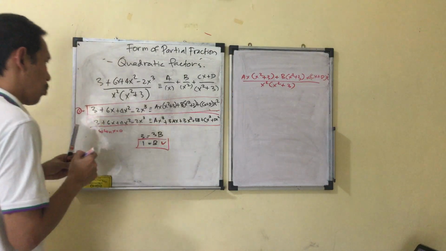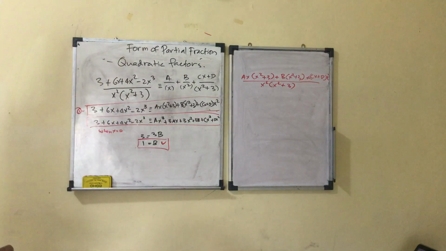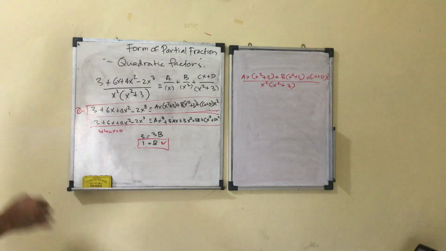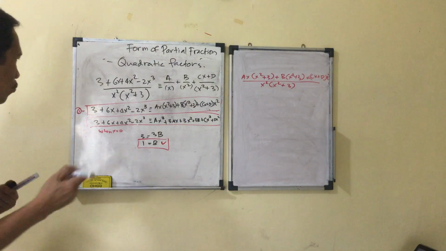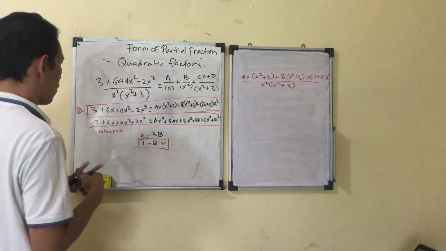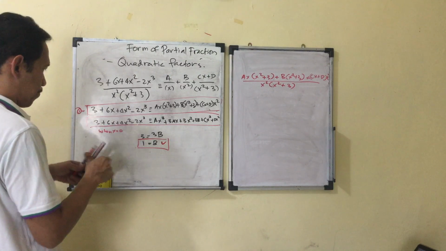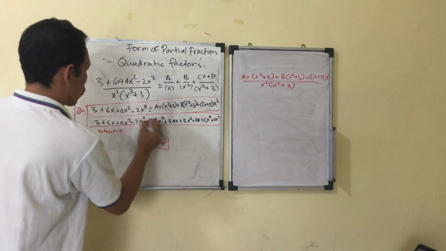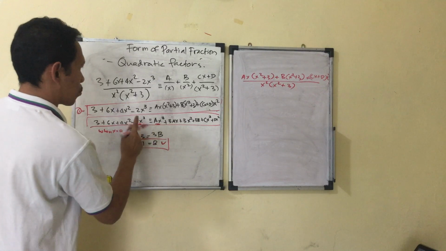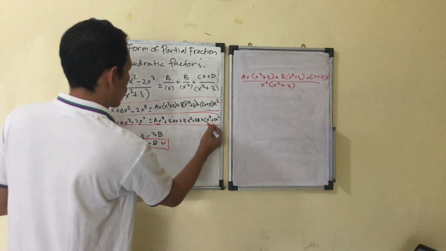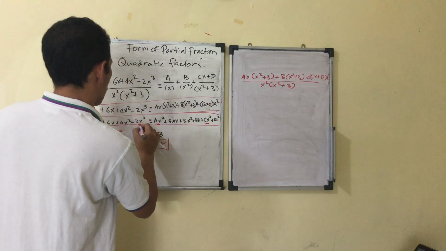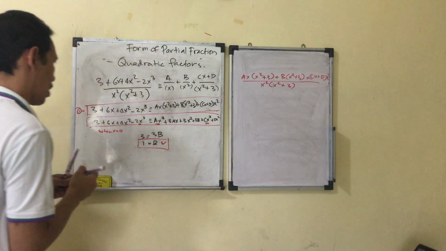B is equal to 1. We have that. And then let's find the value of A, B, C, and D. So from this, let's have a look at the term x cubed. How many x cubed? There's 1, 2, there's another one there. So there's 1, 2, 3 x cubed.